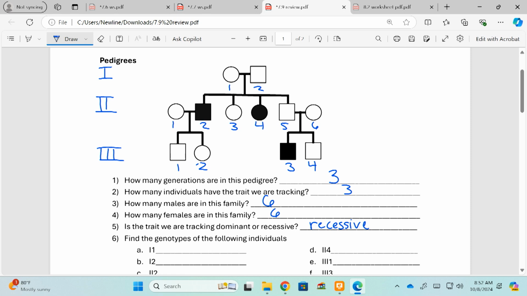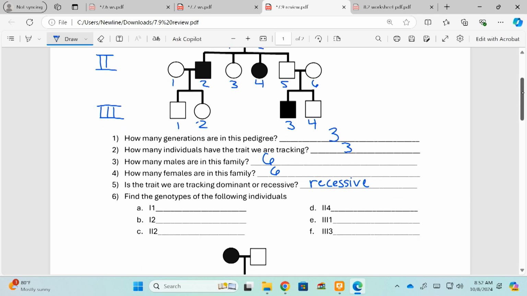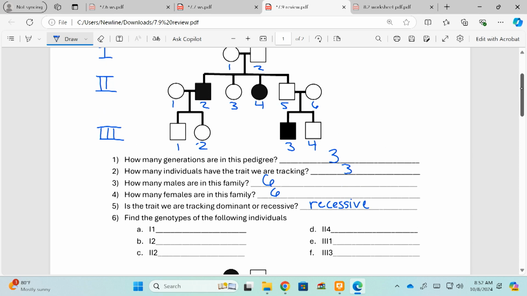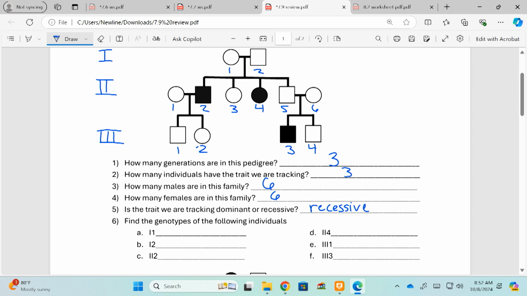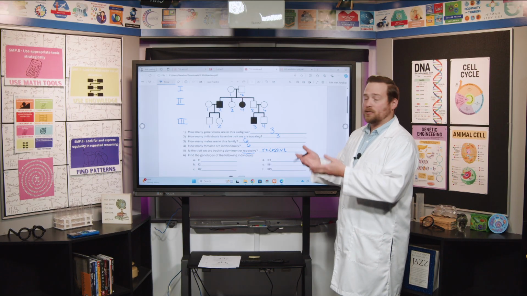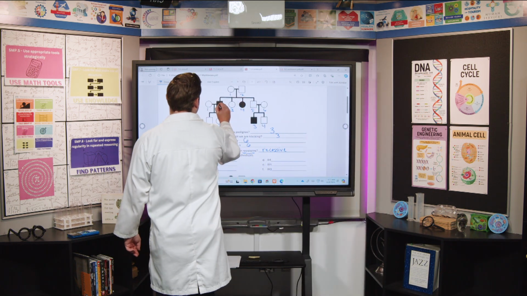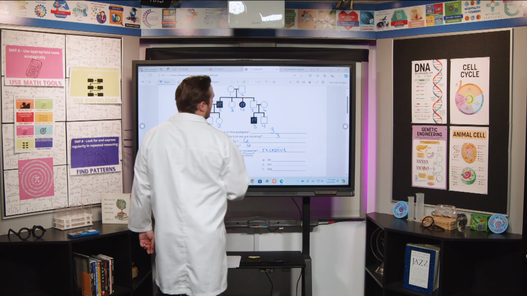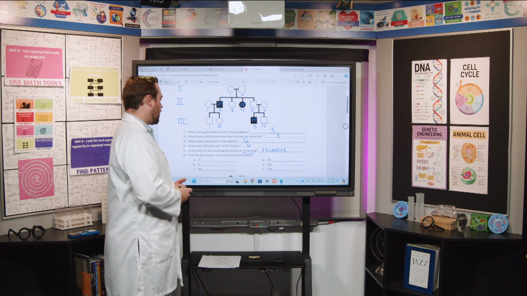So now what we're going to do is go through and find out the genotypes for all of these individuals, for number 6. What we should do first, because we know that this is a recessive trait, is that we know what the genotypes are for all these shaded individuals. If they're shaded, they have this recessive trait, and they would only be showing the recessive trait if they were homozygous recessive. So we know that these individuals are showing the recessive trait, and so they have to be homozygous recessive, 2 little letters.